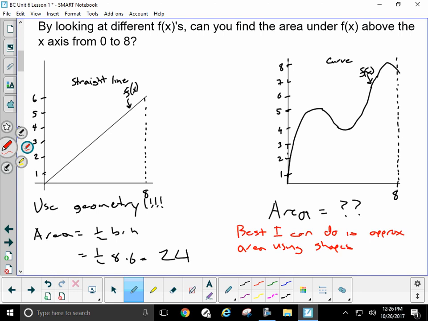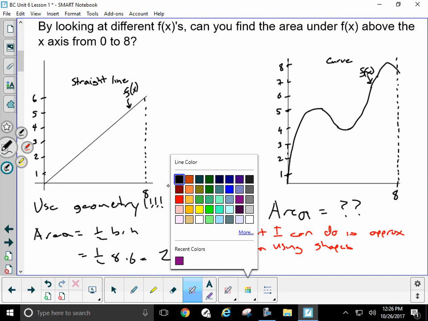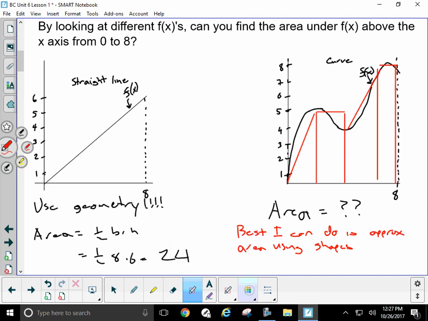Okay, so let's see. I can decide to maybe use a triangle from there to there. Maybe I'll use a rectangle here. Maybe I'll use another big triangle here. I guess it's a triangle on top of a rectangle. And then I'll use a rectangle here. And if I looked at the area of this first object and this second object and this third object and this fourth object and added them together, I could say my area is approximately the sum of all of those different areas.